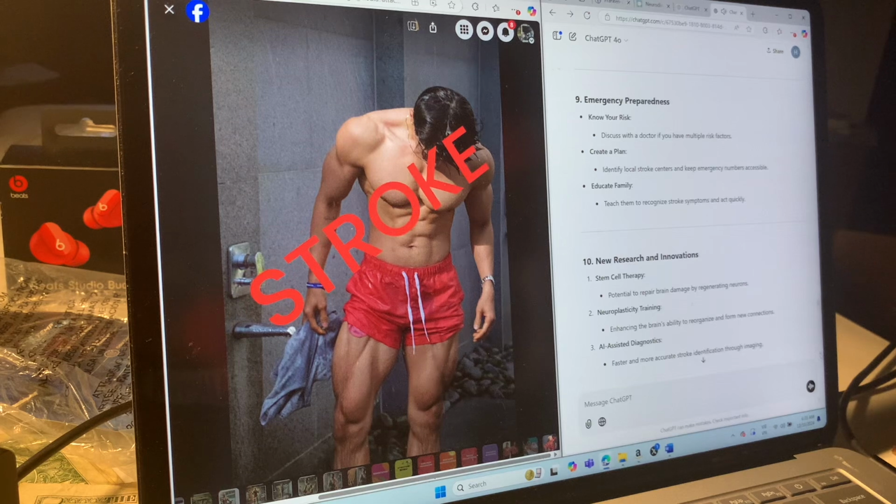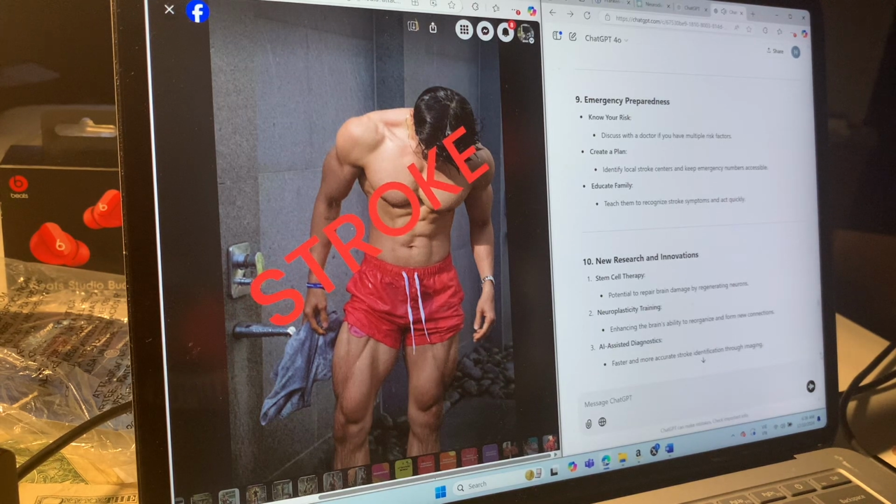Task 10. New research and innovations. 1. Stem cell therapy. Potential to repair brain damage by regenerating neurons. 2. Neuroplasticity training. Enhancing the brain's ability to reorganize and form new connections.